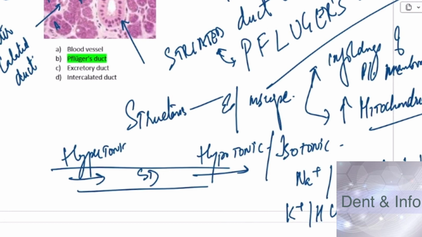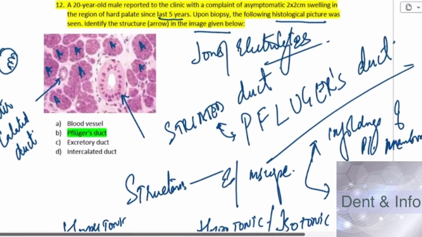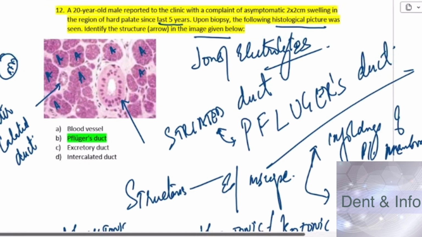Okay. So that's another name, Pfluger ducts, for striated duct, right? So when you see such structures, you can easily make out the darkly stained acini are there, those are the serous acini. Okay, the bigger ones are usually the ducts.